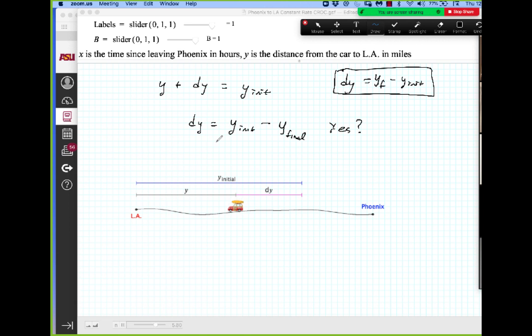Because in context of the problem, we start off with the initial distance. Okay. And that's covering the entire distance from the car to LA, which is going to be a larger distance than what y final is in this case, which is the distance left between the car and LA. Okay. Other thoughts about this? What's going on here? I think it also might be because we're counting towards LA instead of Phoenix, so it works out.